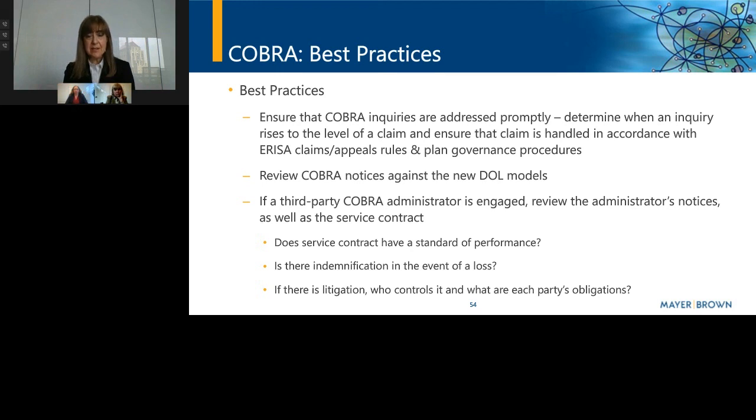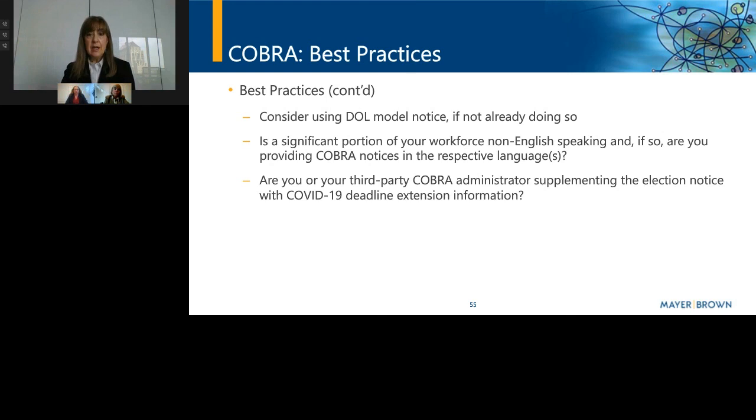We now have a few slides here on best practices. We won't go through all of them, but suffice it to say you should be responding to COBRA inquiries and claims very promptly. You should be reviewing your COBRA notices, whether you're preparing them or you have an outside administrator preparing them. You should look at your service contracts, and you should also consider using the model notice.